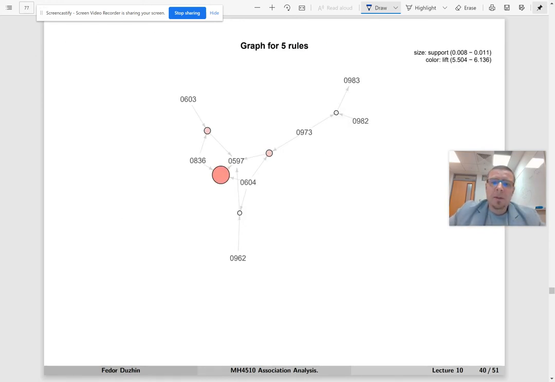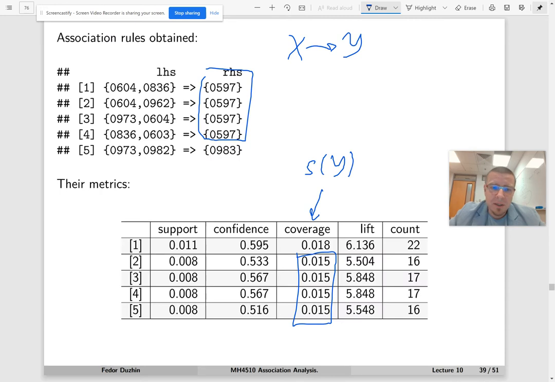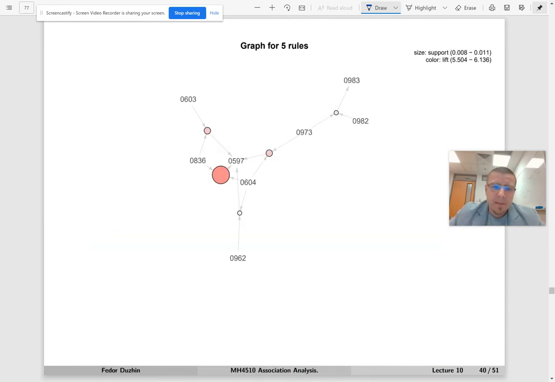Okay, and then we can visualize these rules as a directed graph. Here, circles represent rules themselves. So what is the rule of the highest support and highest lift? There is this rule. This circle represents the rule with the highest support and the highest lift. And there are 5 circles, so they represent our 5 rules.